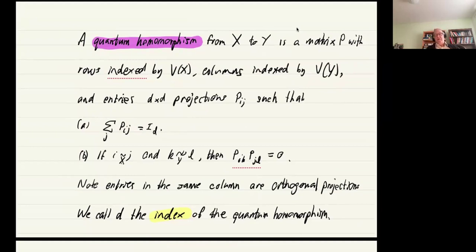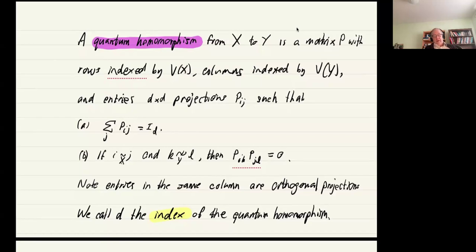Now, the easiest projections to work with are the one by one projections, which are better known as 0 and 1. So this is replacing the condition in the characteristic matrix of a homomorphism that the sum of each row is 1. Now we get the sum of each row is the D by D identity.